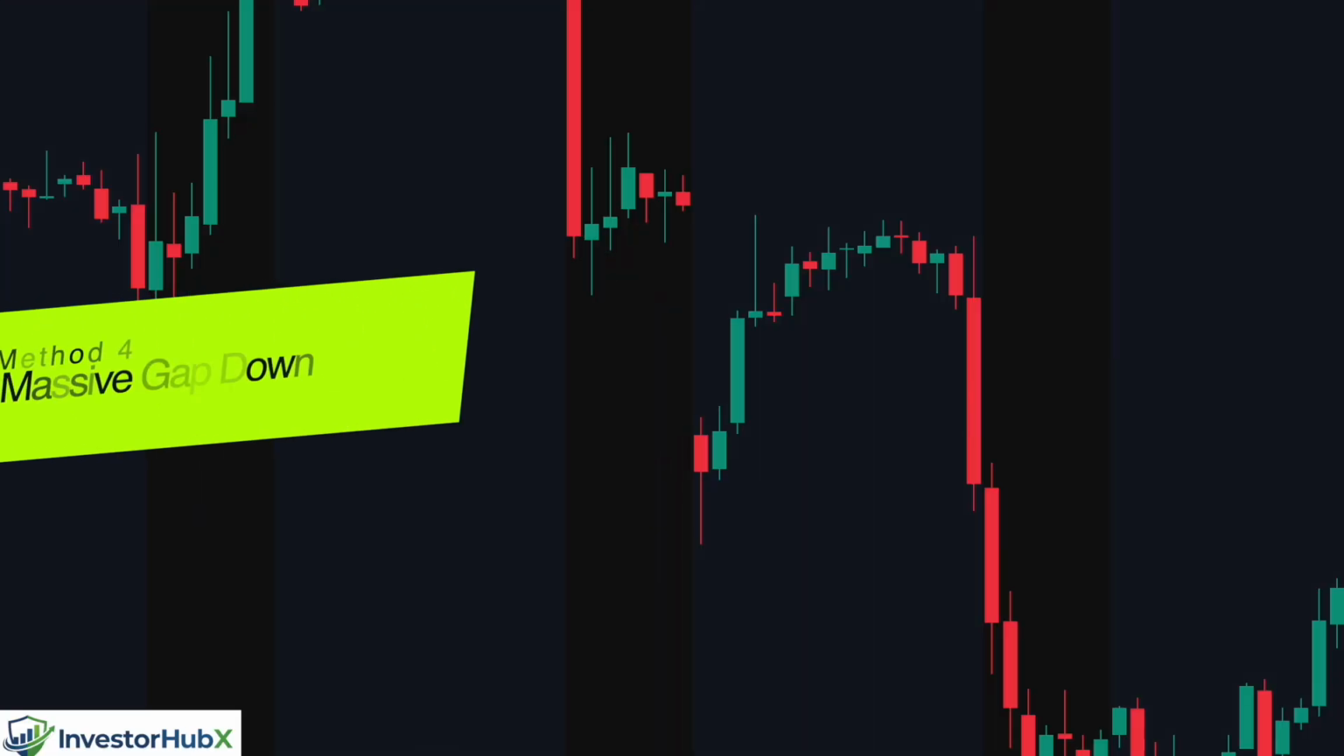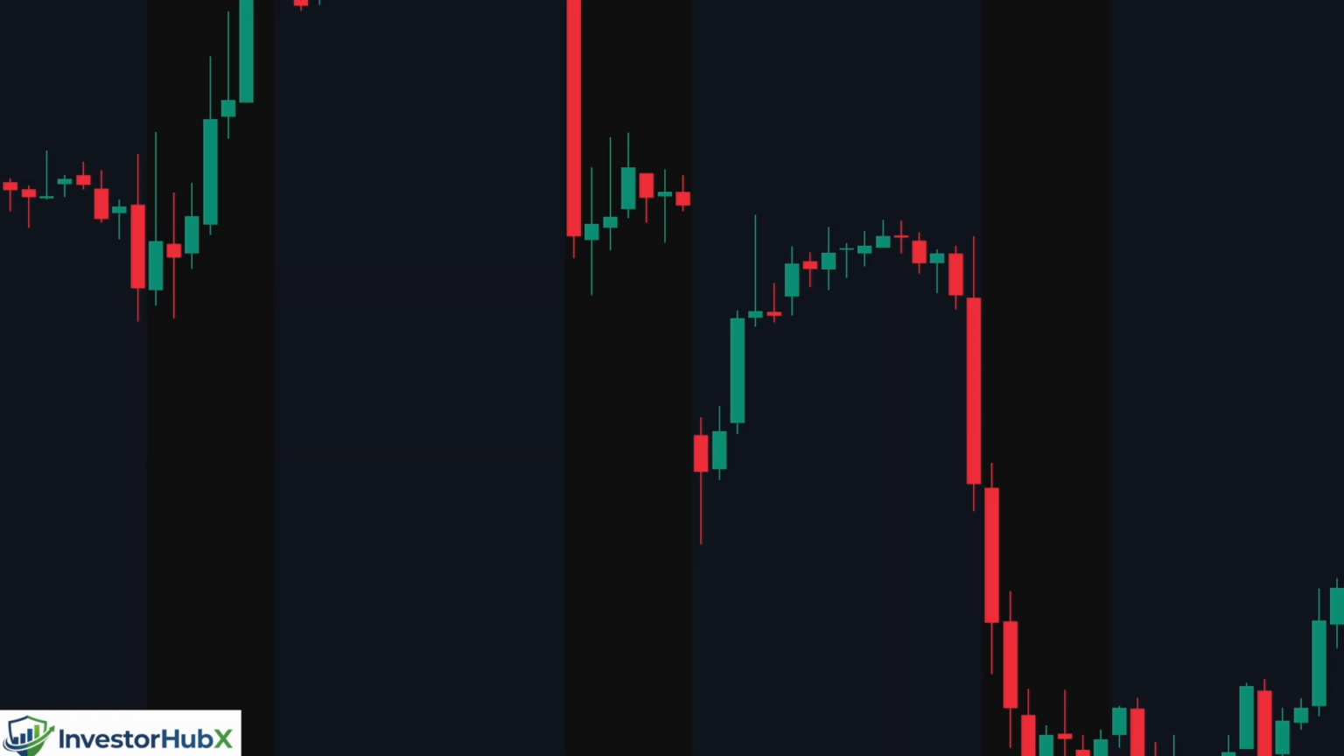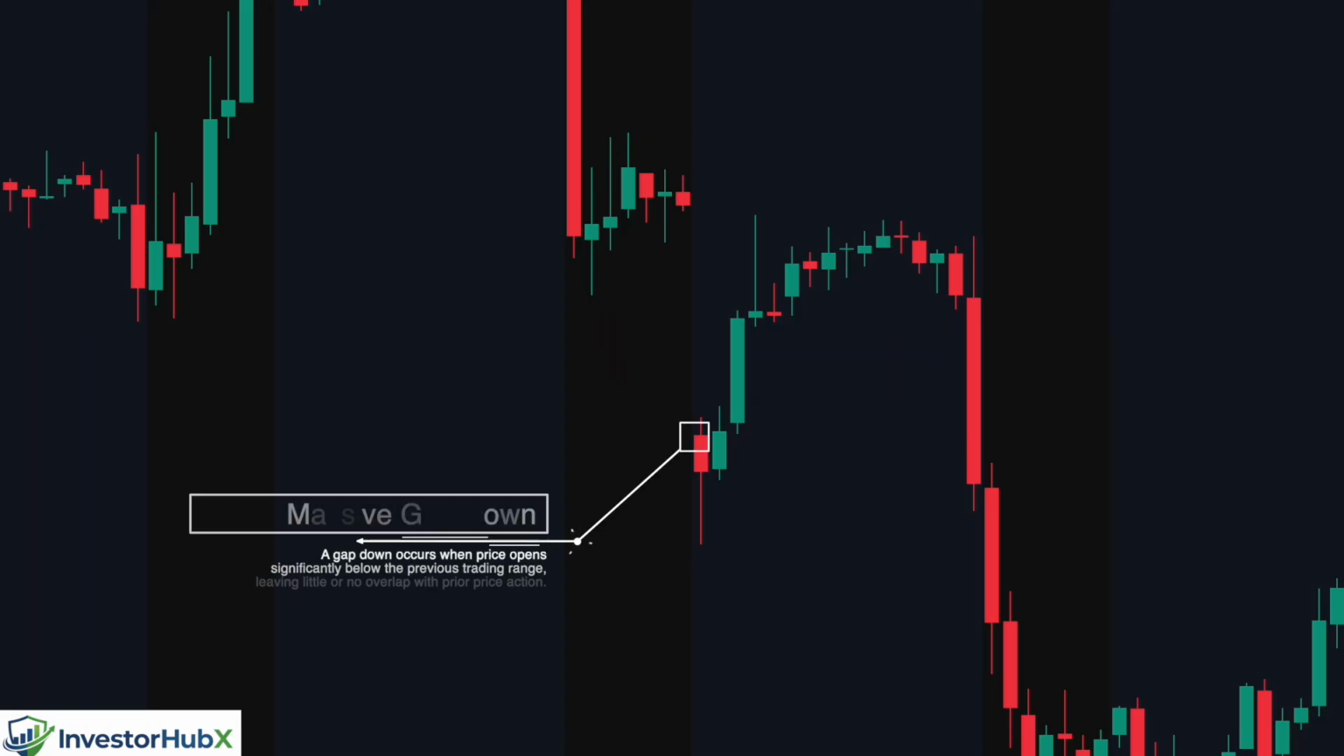The fourth way to identify the transition from a bull market to a bear market is the appearance of a massive gap down. A gap down occurs when price opens significantly below the previous trading range, leaving little or no overlap with prior price action.